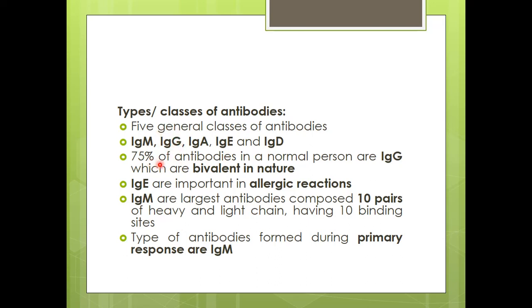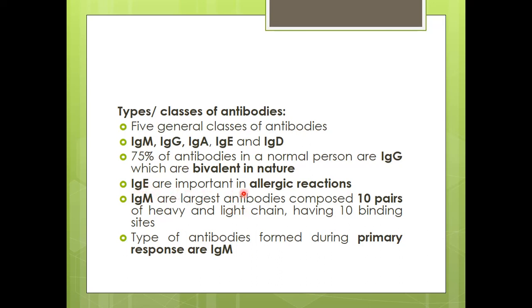The most numerous antibodies are IgG. So 75% of the antibodies in the plasma are of the IgG type, and these antibodies are bivalent in nature, composed of two heavy and two light chains. IgM are the largest antibodies and are composed of 10 pairs of heavy and light chains, and they have 10 binding sites for the antigens.